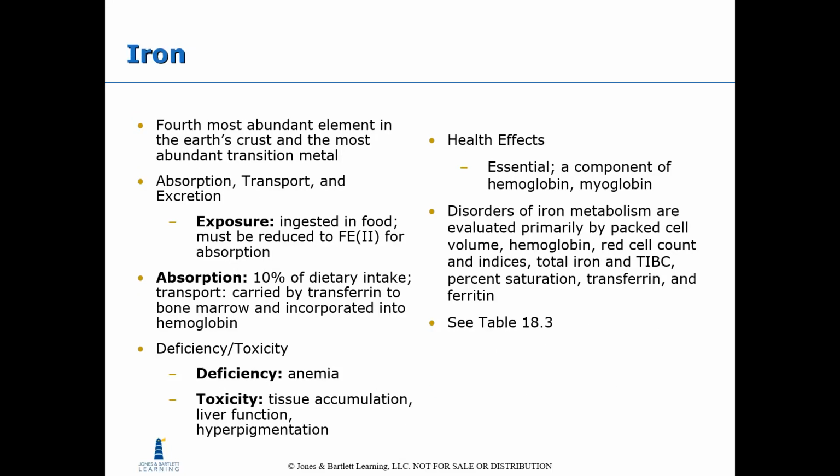Iron is the fourth most abundant element in the Earth's crust and the most abundant transition metal. Absorption, transport, and excretion. Exposure, it's ingested in food, must be reduced to Fe2+ for absorption. Absorption, 10% of dietary intake, and transport is carried by transferrin to the bone marrow and incorporated into hemoglobin.